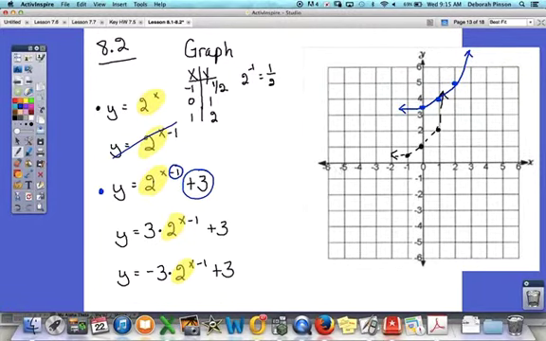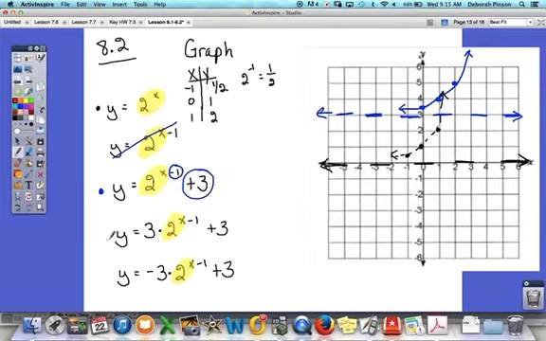Now, a couple of things you want to remember. Your parent functions have an asymptote. When you move your graph up, that asymptote moves up along with it. So you want to make sure you don't cross that asymptote. Now, you don't have to draw it necessarily, but I want to know that you know it's there. So you shouldn't have this crossing. It's going to get closer and closer and closer, but never actually touch.